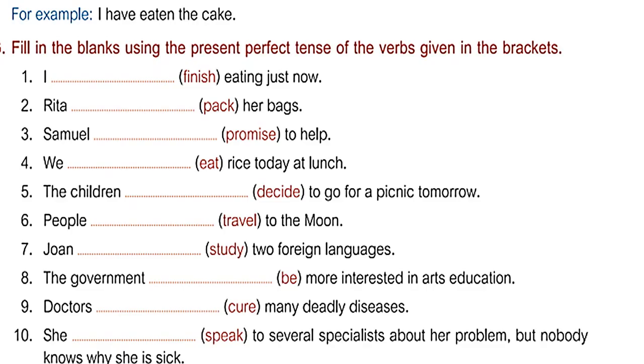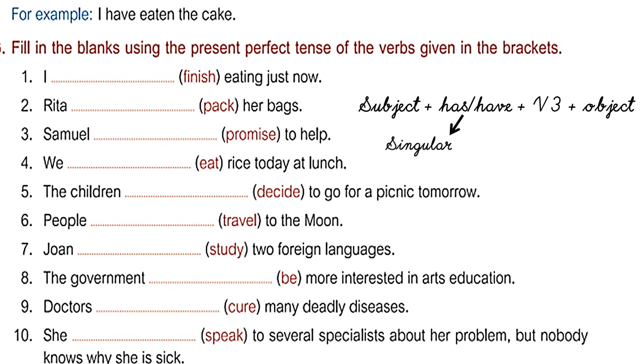Now let's solve the exercise. Fill in the blanks using the present perfect tense of the verbs given in the brackets. Before that, let's see the sentence structure. Subject plus has or have plus V3 form plus object.